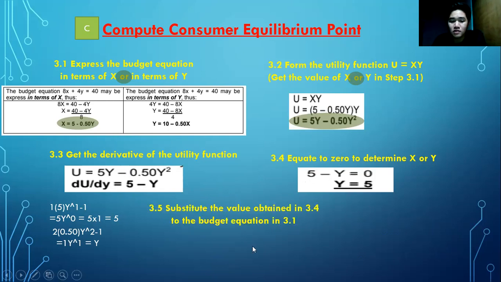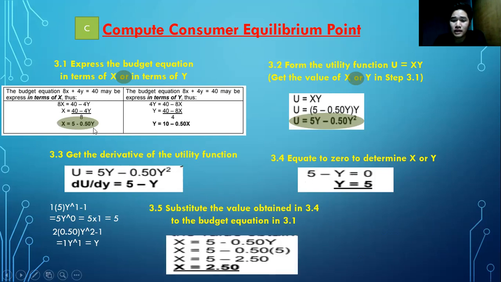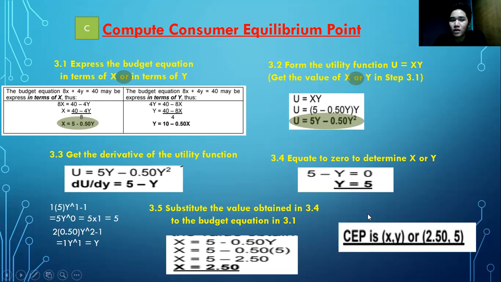Okay? So, next is substitute the value obtained in 3.4 sa budget equation natin. Again, ano yung budget equation natin? Ito yung budget equation natin. So, let's say x is equal to 5 minus of 0.5y. Again, ang nakuha nating value ni y is 5. Then therefore substitute mo lang yan. So 5 times mo sa 0.5, the answer is 2.5. So 5 minus mo sa 2.5, the answer is 2.5. So x is equal to 2.5. Then therefore, the consumer equilibrium point is equal to 2.5 as to good x and 5 as to good y.